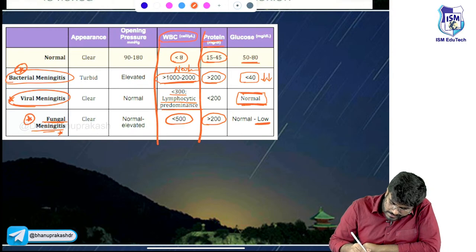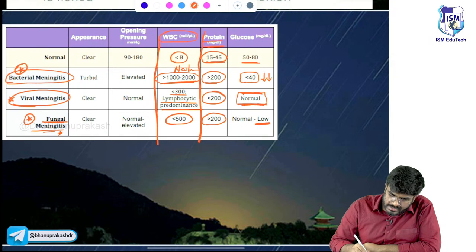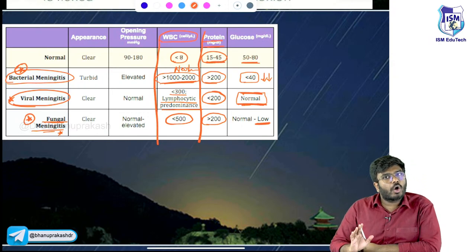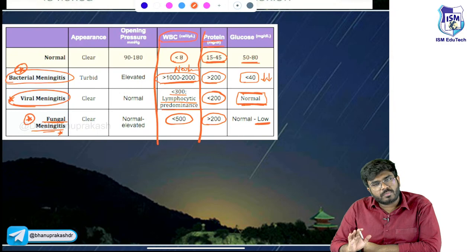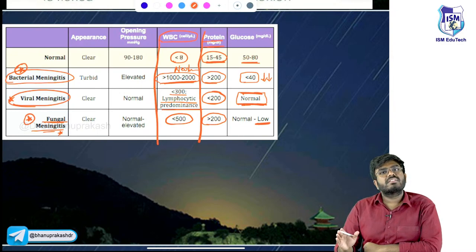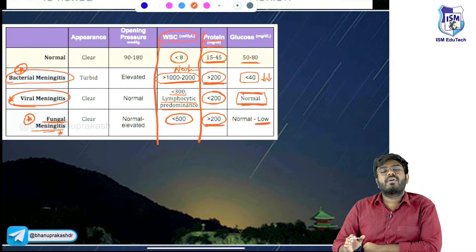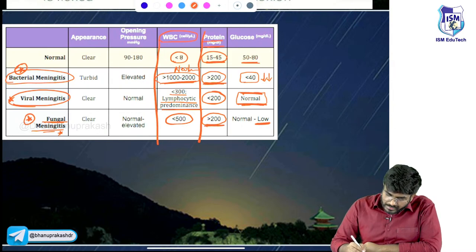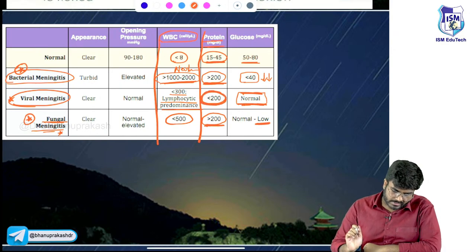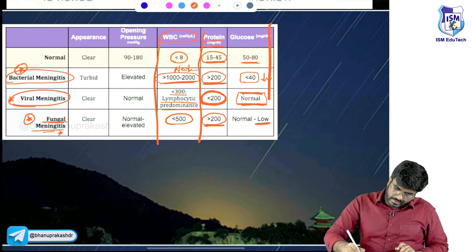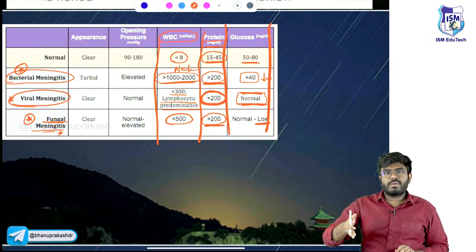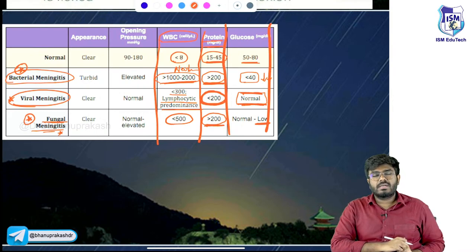But in viral meningitis, the proteins will be less than 200, while normal is 15 to 45. But in all types of meningitis, the protein levels increase. In bacterial and fungal, usually the value will be more than 200. In viral meningitis, the value will be less than 200. So these three columns are the three important things by which you can differentiate the type of meningitis.